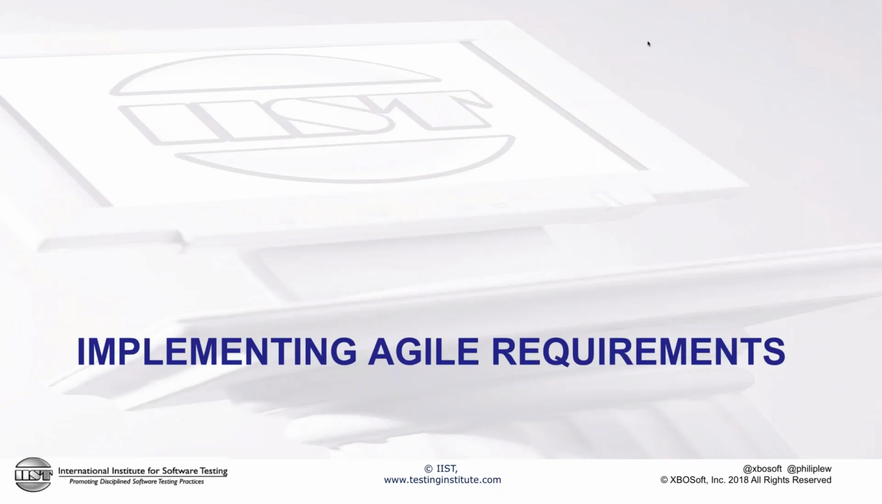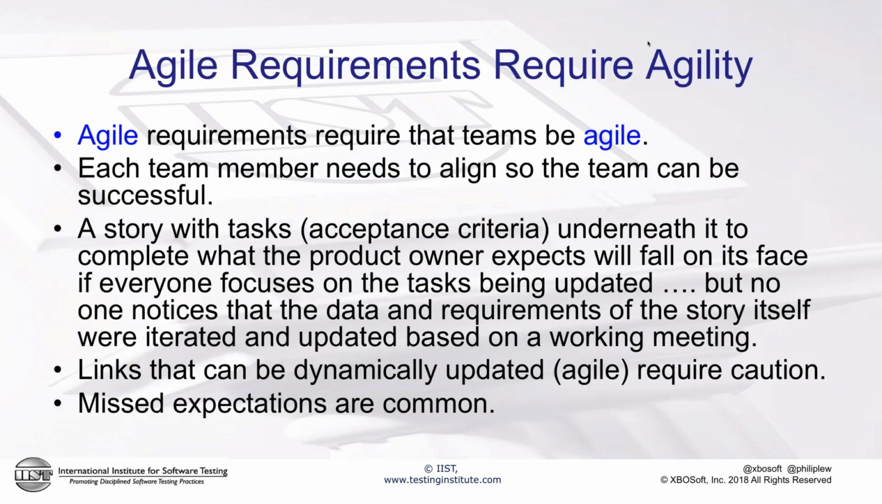Let's talk a little bit about the bigger picture and implementing Agile requirements. I've talked about this before in terms of the difference between the Agile Manifesto and the quote-unquote Agile methodology versus the Agile, the adjective. I think that we require agility. Agility is the verb form of the adjective Agile.